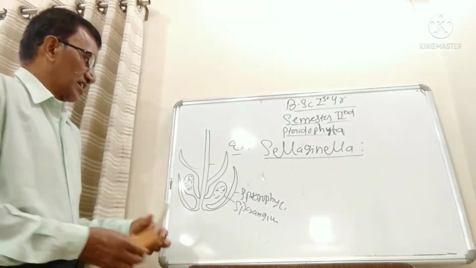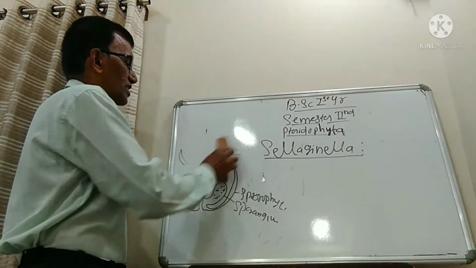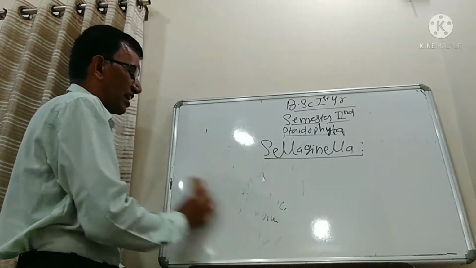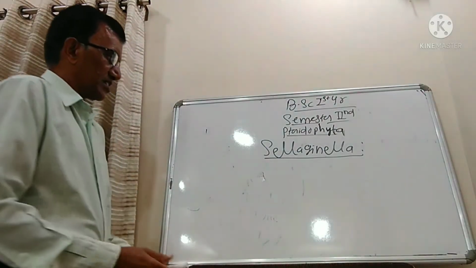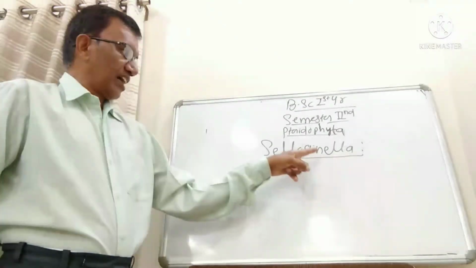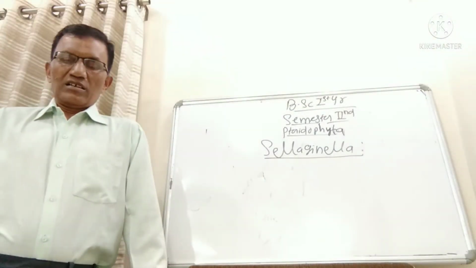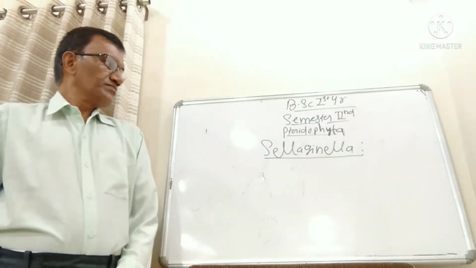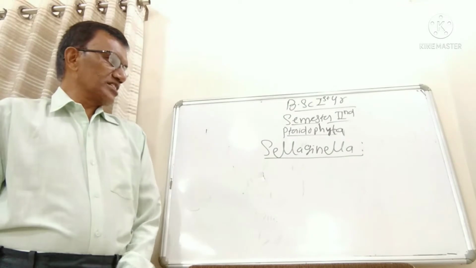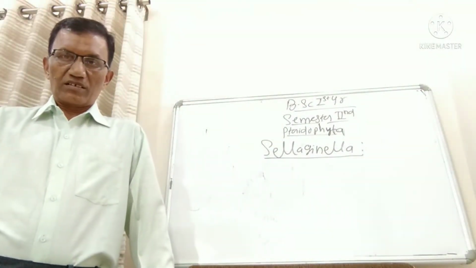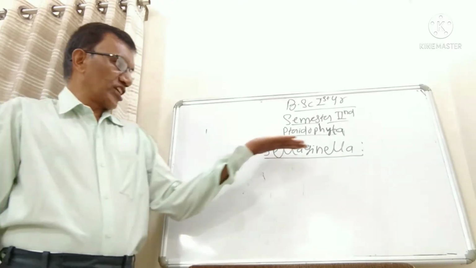Similarly, today we are going to discuss a new example. There is another example mentioned in your syllabus in pteridophytes, that is Selaginella. Here also you have to describe the complete life cycle of Selaginella.